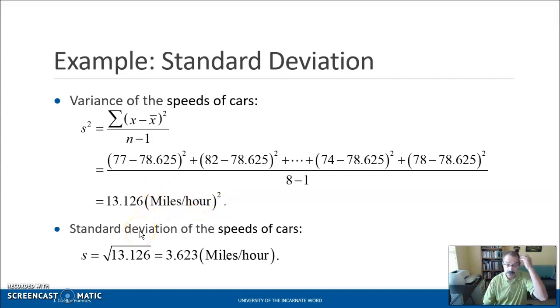And the standard deviation of the speeds of cars is just the square root of the variance. And because we take the square root, this is in the same units as the variable. So the standard deviation is 3.623 miles per hour.